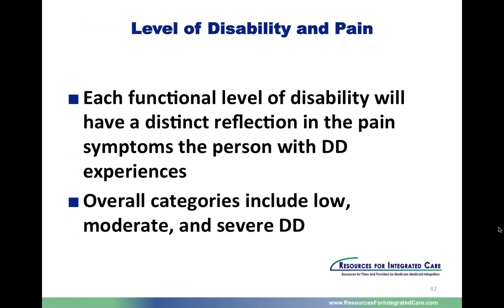Some of them are less disabled, and others may have a higher degree of disability. And there are some differences in the way that we would typically think about assessing for pain symptoms at different levels of disability. So one way to look at this is to divide the level of severity of disability into the categories of low or mild disability, moderate disability, and severe developmental disability, and think about how we might have to adjust our assessment strategies at each of those three different levels.